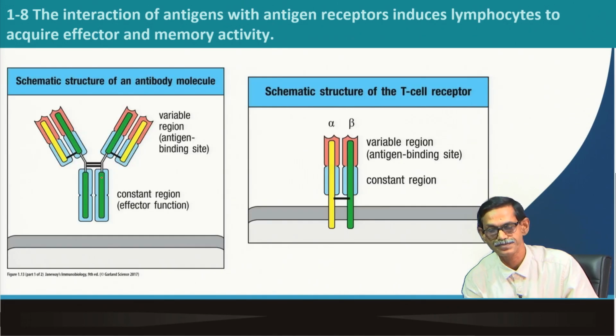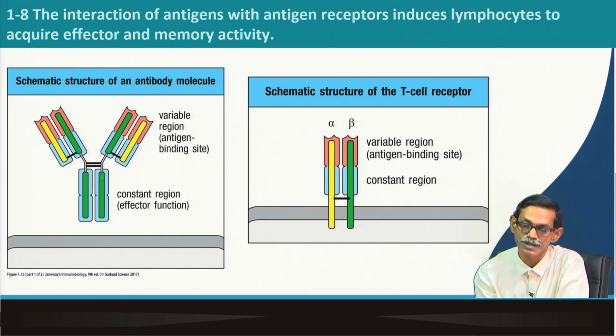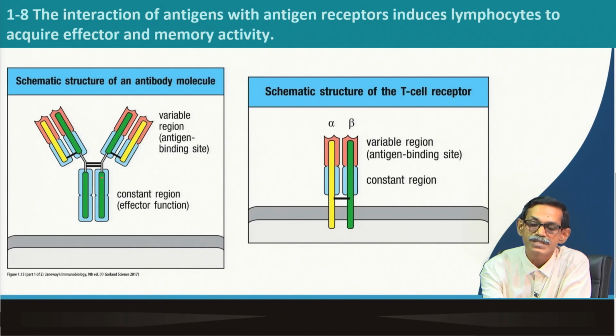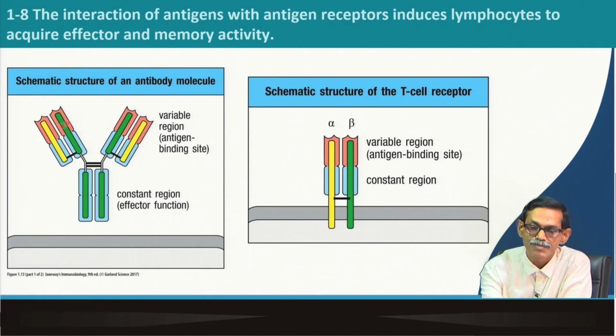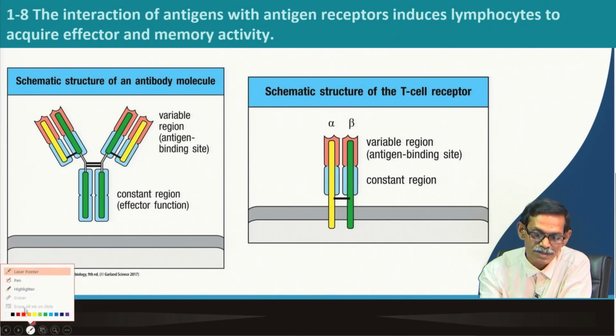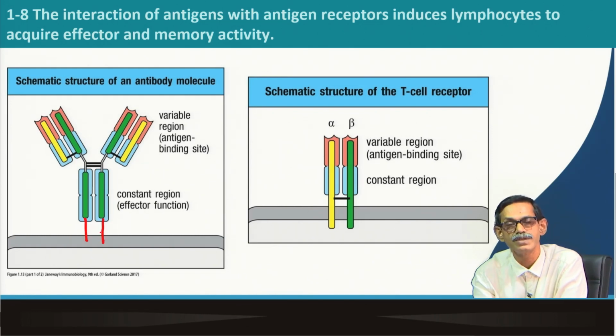So, what do they have? Both B and T lymphocytes have a receptor that you already know. This is the B cell receptor, how it looks. Okay. Actually, this by itself is not a receptor. It will be a receptor if it is integrated with the membrane. So, this is the B cell receptor when it is integrated into the membrane.